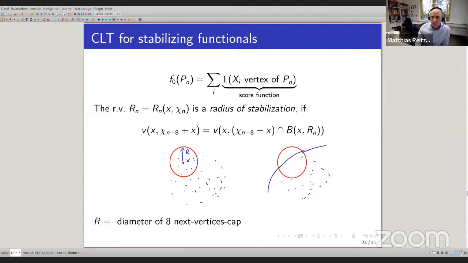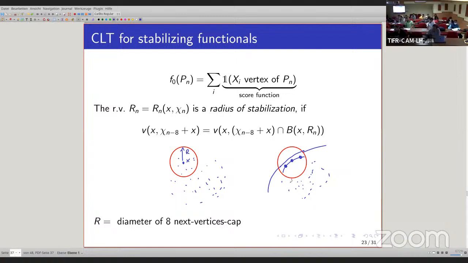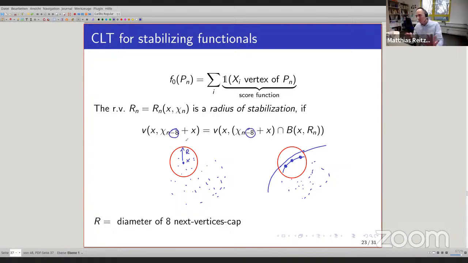And this occurs if the following is happening. Here I have my vertex x, here I have the next vertex, and so on. If I fix the next vertices here and here, then what's going on here will not influence whether it's a vertex or not. The situation is more complicated because they need 8 additional points which may float freely. But the idea is, if you fix a sufficiently large surrounding of your vertex, then the thing is fixed by the surrounding. And if you're far away, this will not influence what's going on. This is an essential ingredient here.